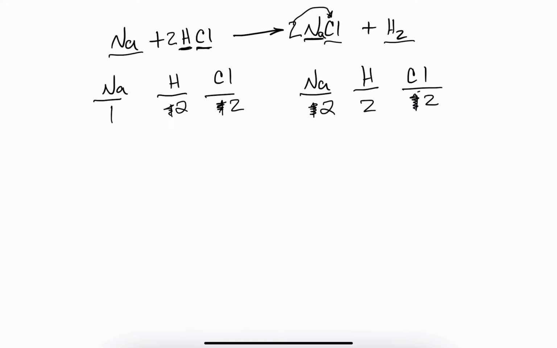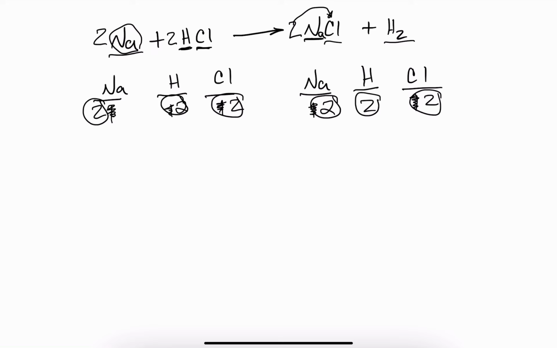This last one's pretty easy to take care of because on the left-hand side, we have one sodium here. If we make it 2, this sodium goes to 2, and now we have two sodiums, two hydrogens, two chlorines. On the right-hand side, we have two sodiums, two hydrogens, and two chlorines.